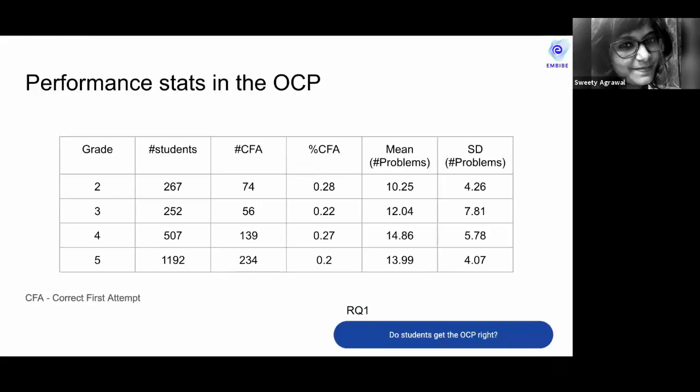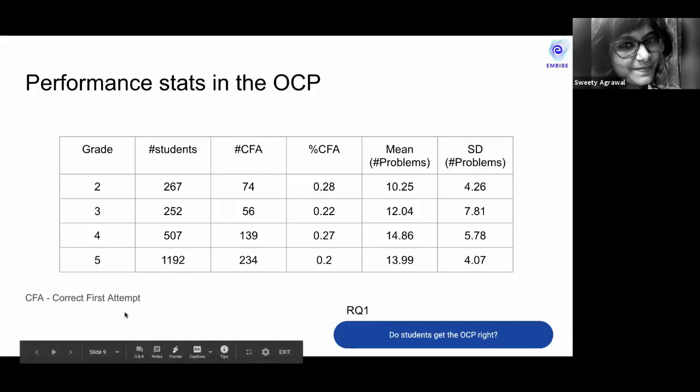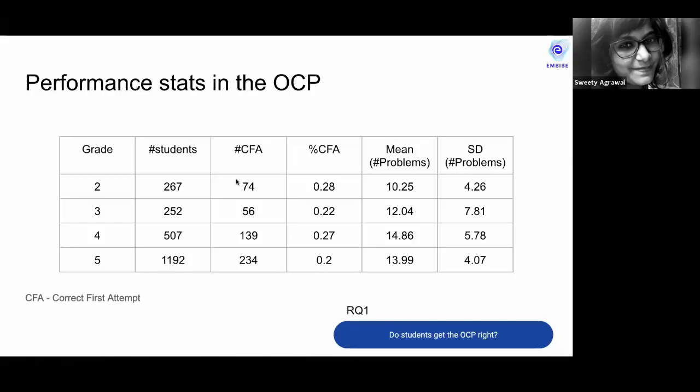So this slide shows the performance stats in this out of context problem. If you look at the first row here, it shows that for grade 2, there were a total of 267 students who got the out of context problem, out of which 74 of them got it correct in the first attempt. So CFA here is correct first attempt. So 74 of the students got this problem correct in the first attempt, which makes it 0.2% of the correct first attempts.